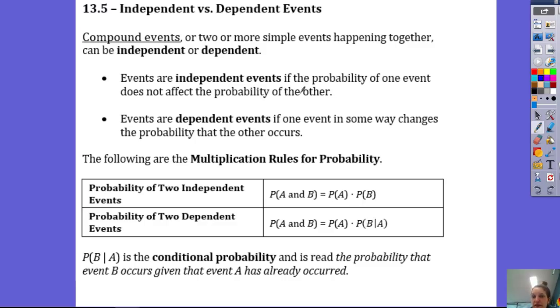So for example, if I spin a spinner and roll a dice, those are two independent things. They don't affect each other. Or if I flip a coin and then I flip the coin again, just because I got heads on the first flip doesn't mean that I can't get heads on the second flip. Flipping a coin always has a probability of 1/2.